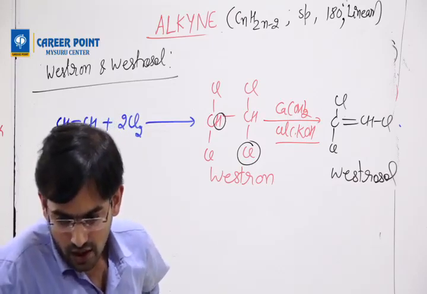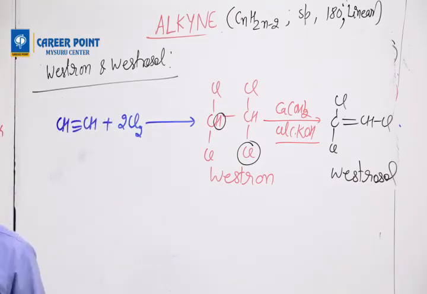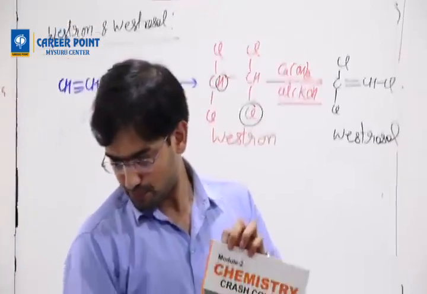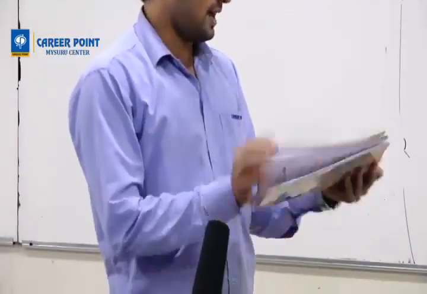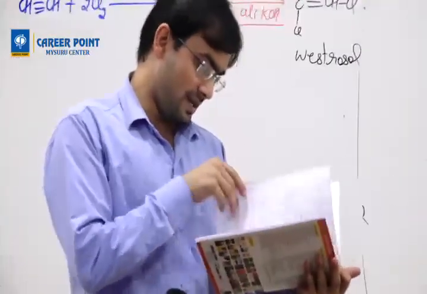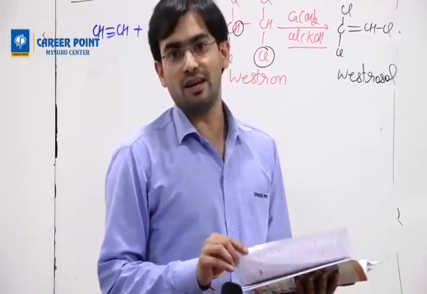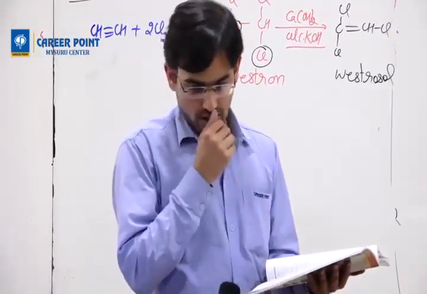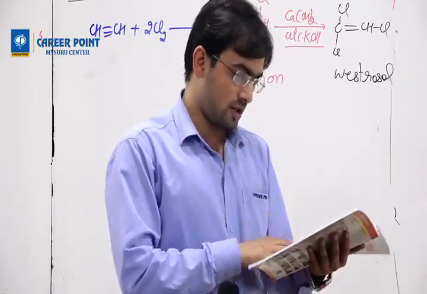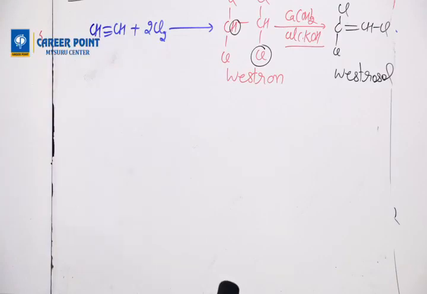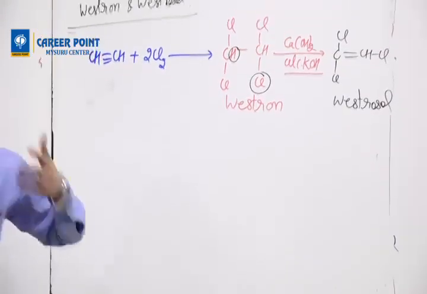Done now? Okay, so by this your alkyne chapter is also over. Your homework is this. Module 2. In Module 2, alkyne is present. Alkyne questions are present at page number 73 and there are 70 questions.